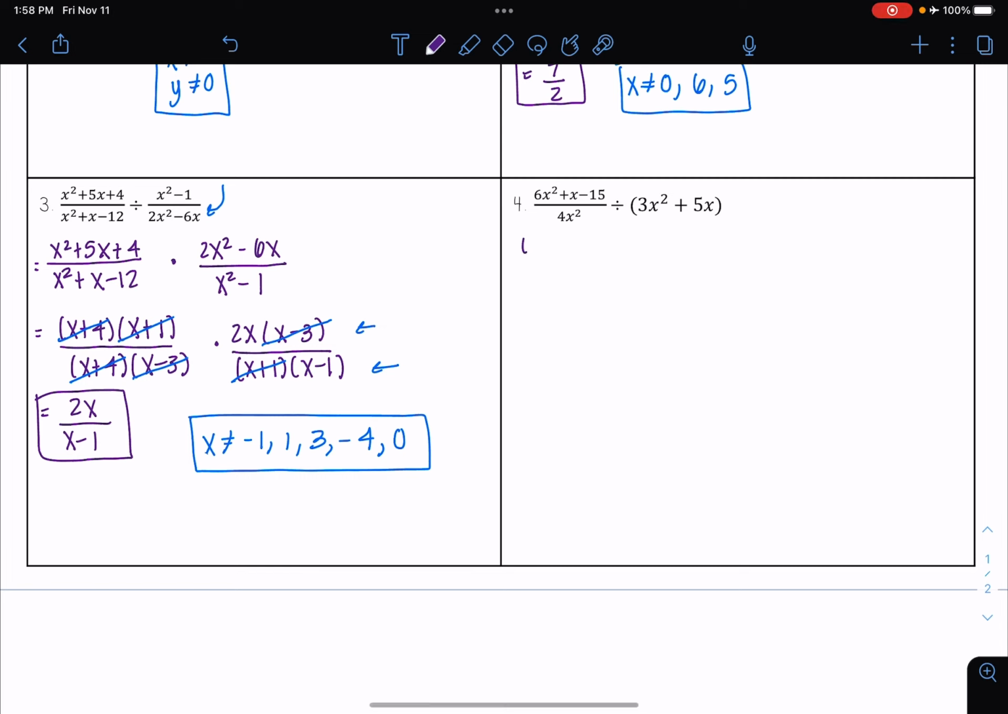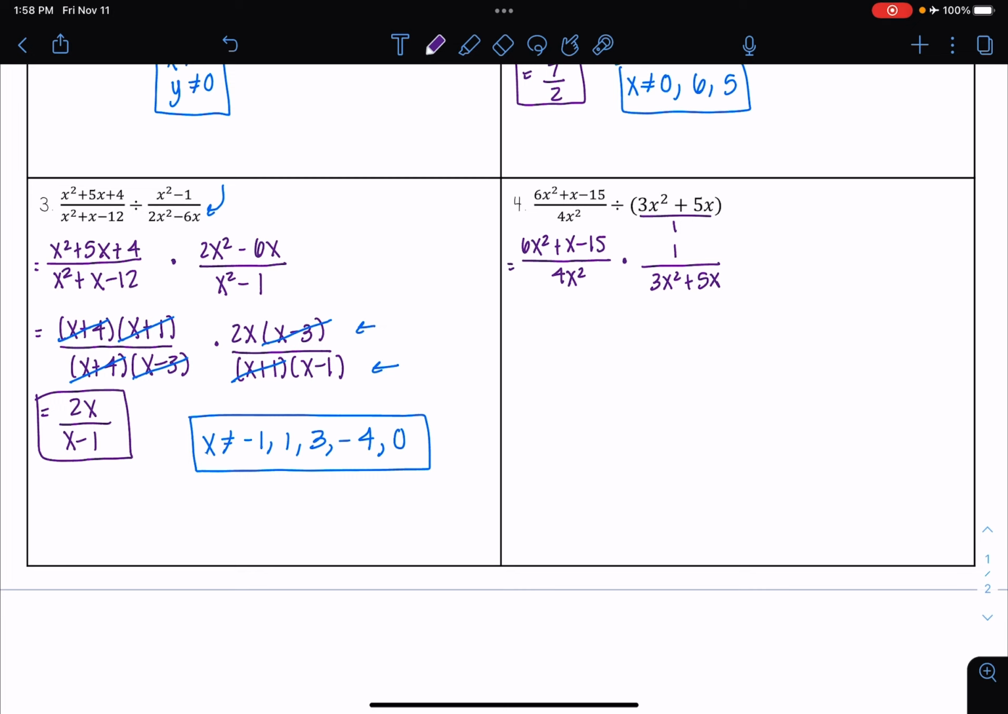So I have 6x squared plus x minus 15 over 4x squared. Change that division to be multiplication. And then I need to flip this. However, this isn't a fraction, but there's really an imaginary 1 that's below it. So when I flip it, I have a 1 on top and 3x squared plus 5x on the bottom.